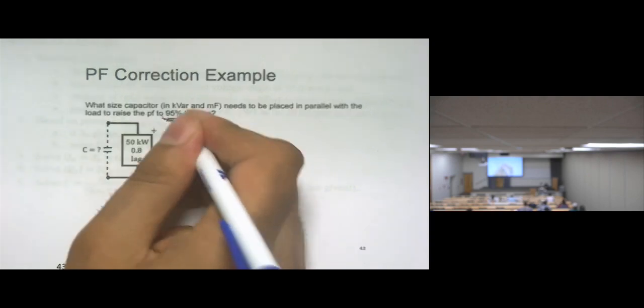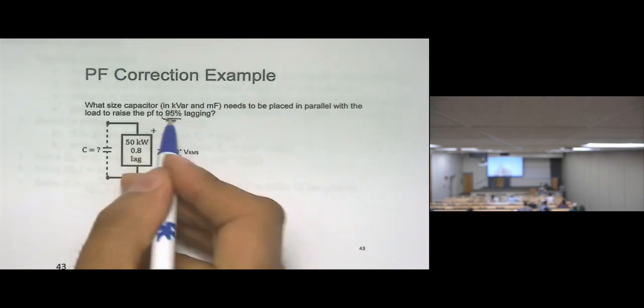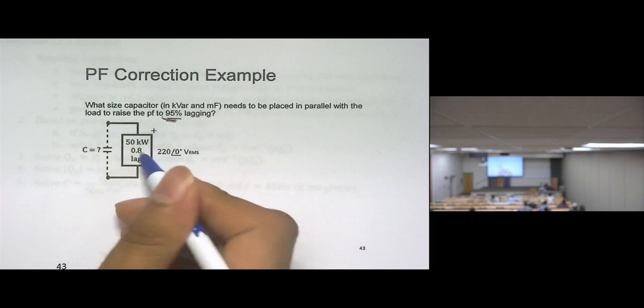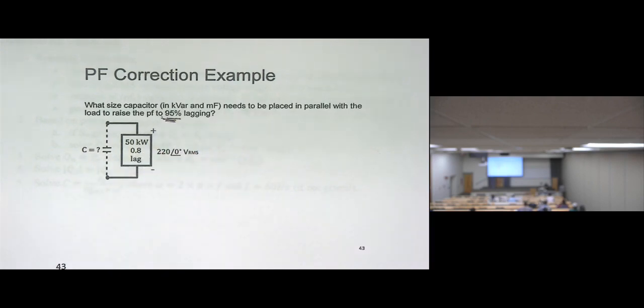So your boss asks you, we need to increase this from 0.8 to 95%. What do I need to do? So you should say, we need to add a shunt capacitor. Adding a shunt capacitor will solve the problem because most likely our industry or our factory is lagging, it has a lot of inductance. We need to add capacitors to cancel that effect.